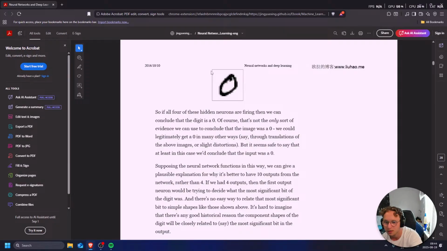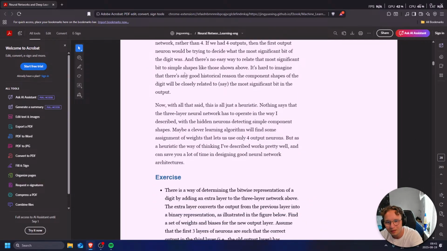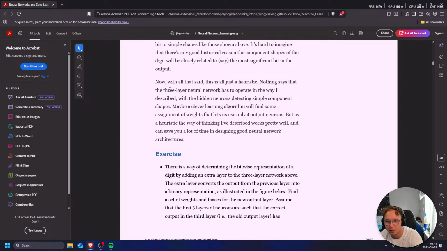Supposing the neural network functions in this way, we can give a plausible explanation for why it's better to have 10 outputs from the network rather than 4. If we had 4 outputs, then the first output neuron would be trying to decide what the most significant bit of the digit was. And there is no easy way to relate the most significant bit to simple shapes like those shown above. It's hard to imagine that the component shapes of the digits would be closely related to, say, the most significant bit in the output. Now, with all that said, this is just a heuristic.